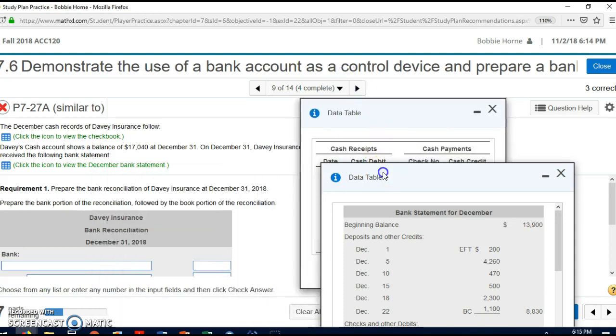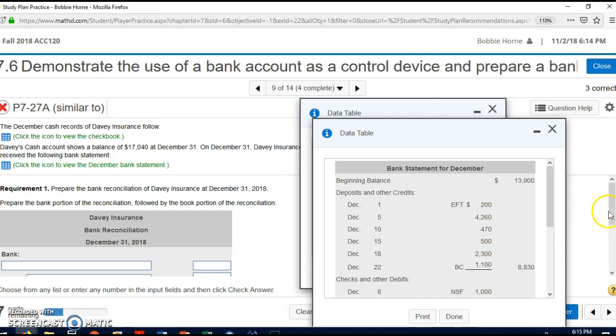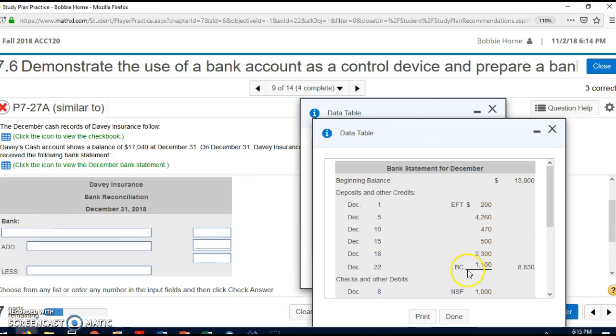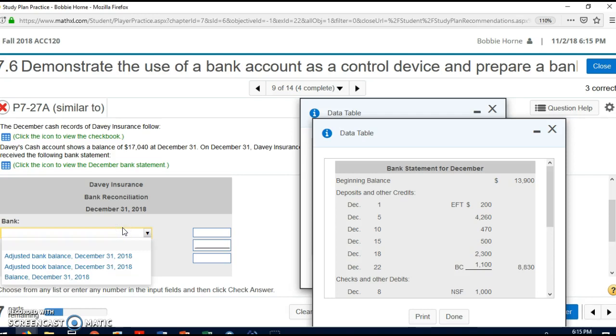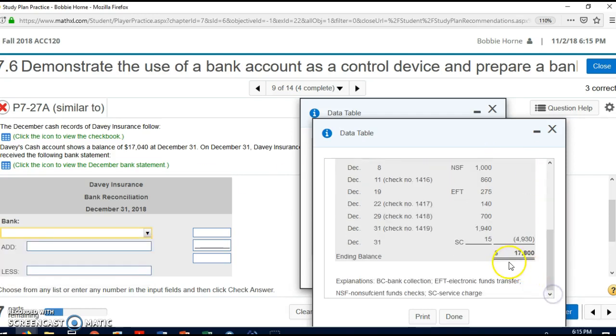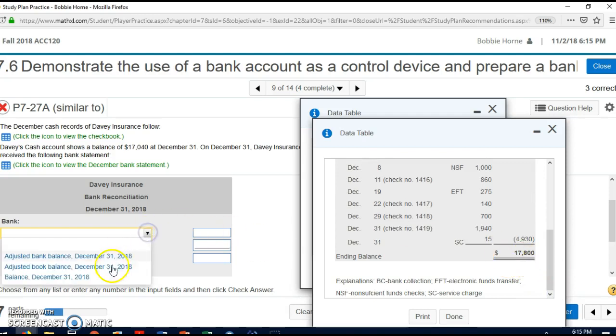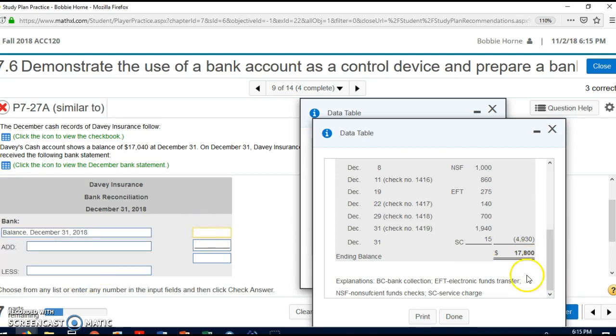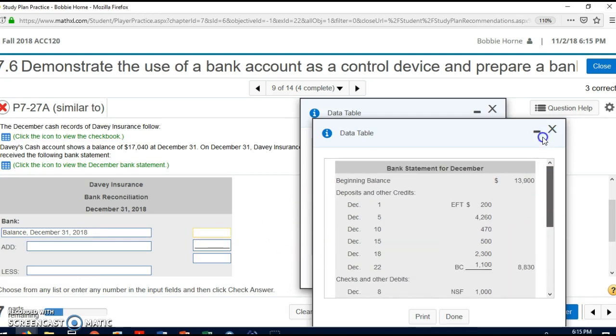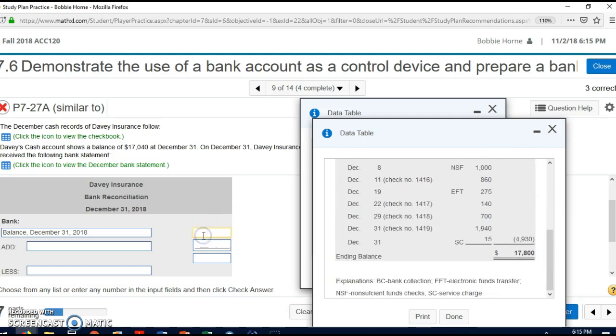So we want to start with the bank statement, and we want to think about it as what has not come into the bank yet, what deposits have not come in, and what checks have not come through the bank yet, and we want to adjust for those types of transactions. So the ending balance as of December 31st can be found in the bank statement. Make sure you're looking at the right statement.